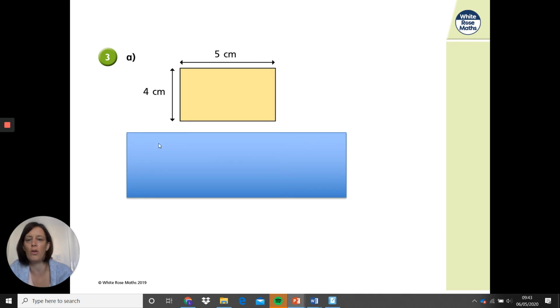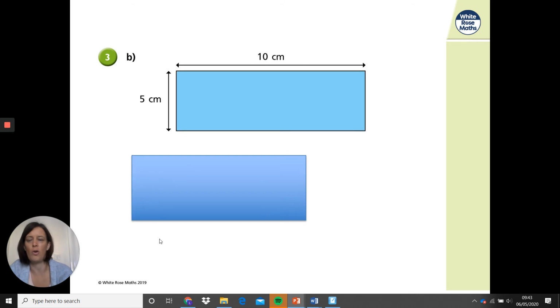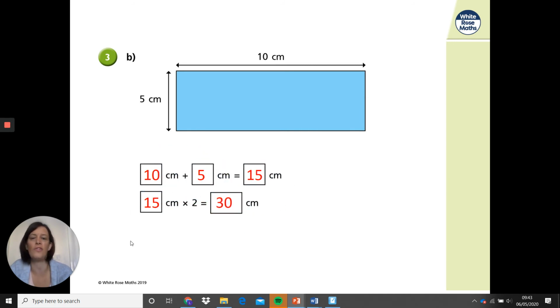Okay, let's have a look. 5 plus 4 was 9. And then 9 centimetres multiplied by 2 is 18 centimetres. So the perimeter there is 18 centimetres. Okay, have a go at this one. Pause while you work this one out. Okay, let's have a look. So we had 10 plus 5 is 15 centimetres. 15 multiplied by 2, 15 doubled, is 30 centimetres. So that perimeter would be 30 centimetres.